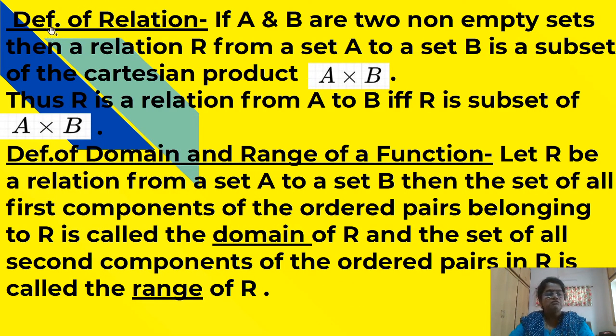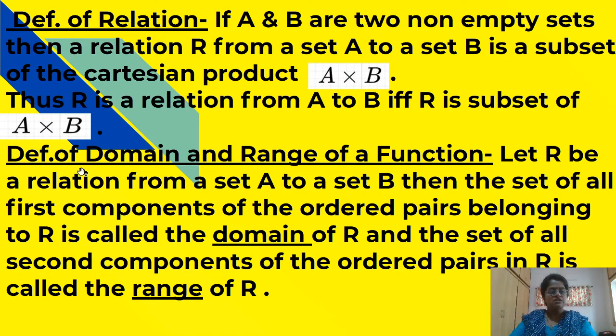Now we will see what is the definition of relation. If A and B are two non-empty sets, then a relation R from a set A to a set B is a subset of the Cartesian product A cross B. Thus R is a relation from A to B if and only if R is a subset of A cross B.